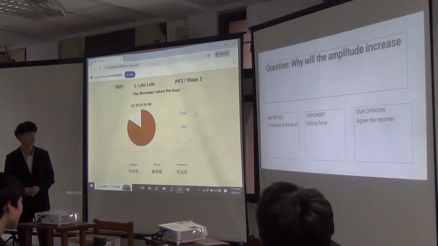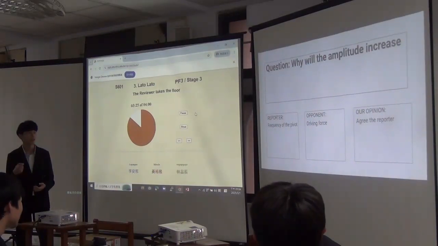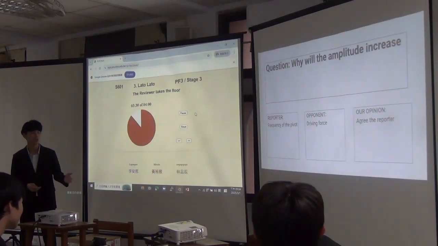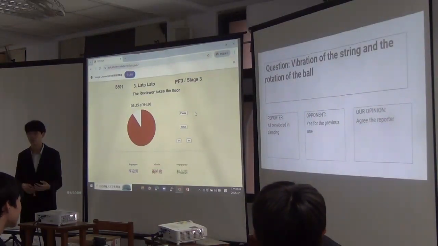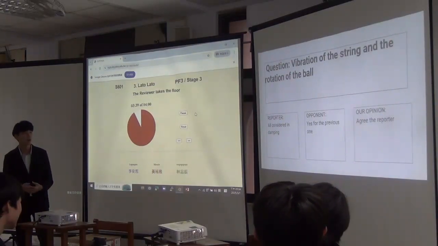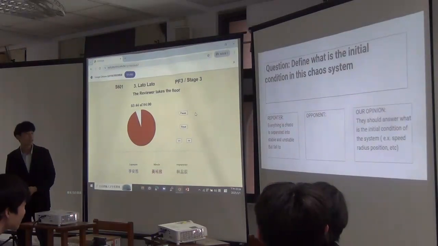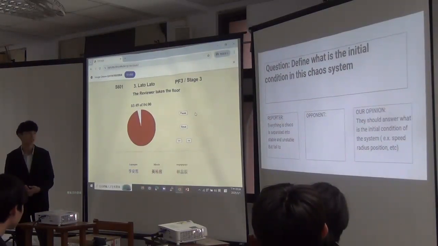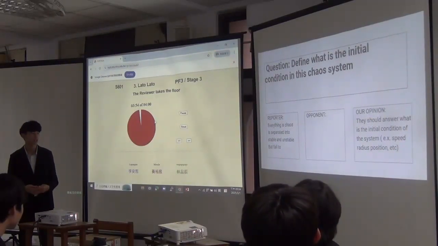And why will the amplitude increase? The reporter says if you change the frequency of the pivot with the same input force, the amplitude will increase. The opponent says there's a driven force, and we agree with the reporter. Next, I asked them about the vibration of the string and the rotation of the ball. The reporter said it's all considered in the damping. The opponent said yes, but only for the vibration of the string, and we agree with the reporter. Next, I asked about the definition of the initial condition in the chaotic system. The reporter says everything is chaos except for stable and unstable, but failed to explain further.